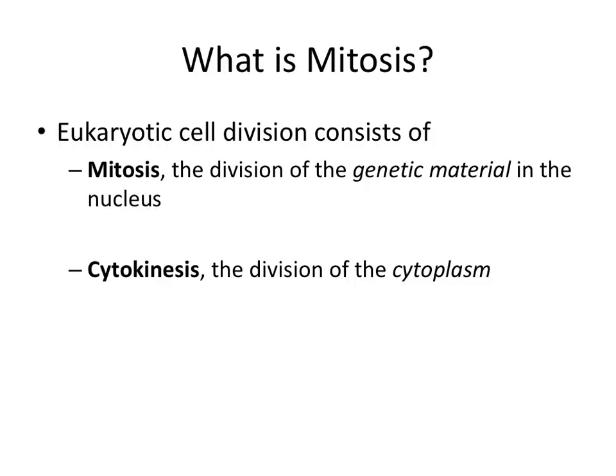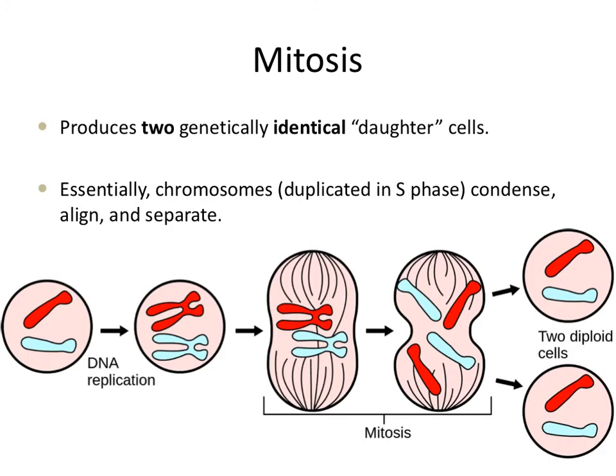So mitosis specifically is the division of the DNA, or the genetic material. Cytokinesis is actually what happens after the DNA has been divided, when I'm dividing the cytoplasm. So mitosis is going to give me 2 cells, and they're going to be identical. We call those daughter cells. So basically all that happens is the DNA is replicated in S phase. I line my chromosomes up in the middle of the cell, pull them apart. I've got two cells that look exactly the same.